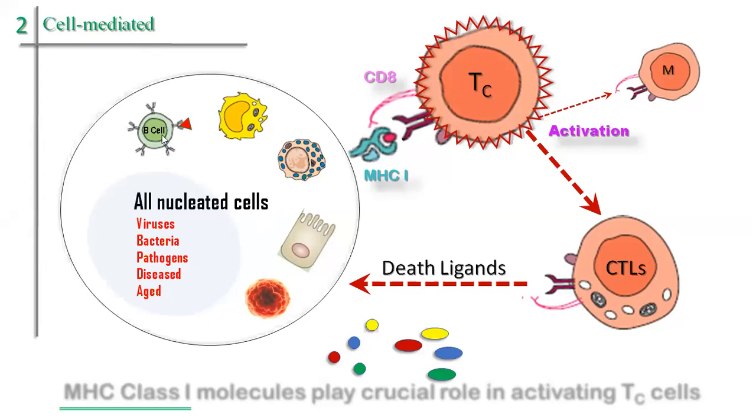For example, if a B cell or a macrophage is infected with a virus, and the virus multiplies in the cell and the cell bursts out, obviously the other healthy cells will get contaminated. In order to minimize this complication, these cells take the antigen and present it along with the MHC1 molecule, so that these cells get a signal for apoptosis.